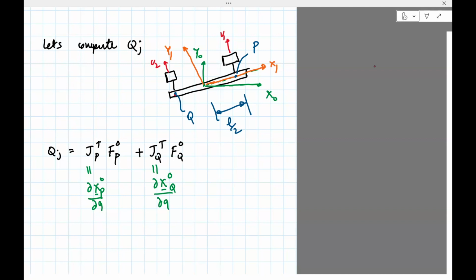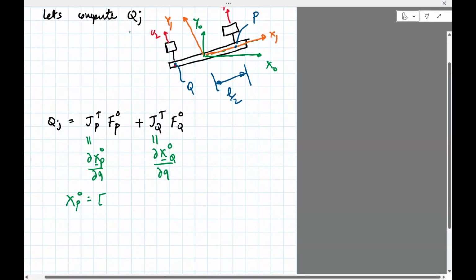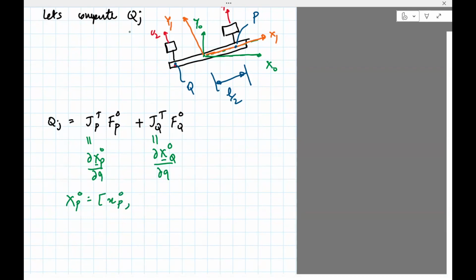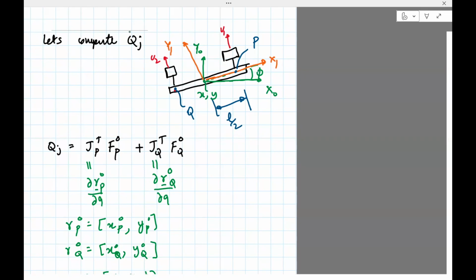Okay, so let's get this. So I'll just write down here what I mean by xp. xp in frame 0 will basically store the x position of point P in frame 0 and the y position of point P in frame 0. And xq 0 will store the x position of the point Q in frame 0 and the y position of point Q in frame 0. Maybe, if this is confusing, maybe I can just change this to R. Now it might be a little better because there is x floating around. Okay, and what is Q? Q is basically the DOF. It's going to be x, y, and phi. So x, y, phi happen to be this is x, y, and then the phi is essentially this.